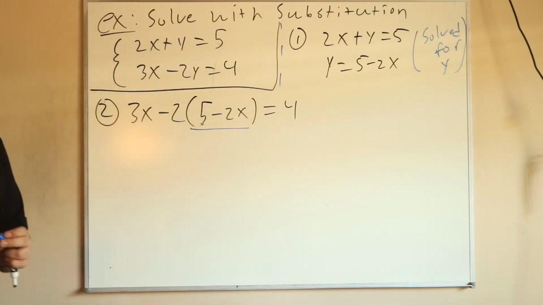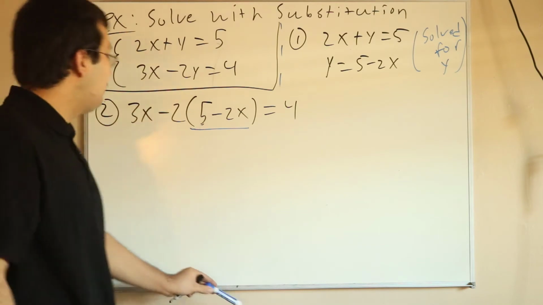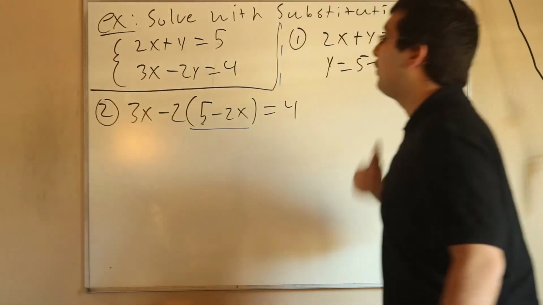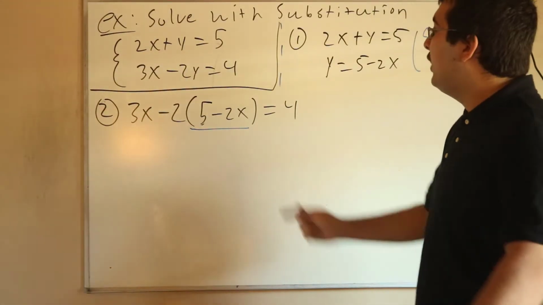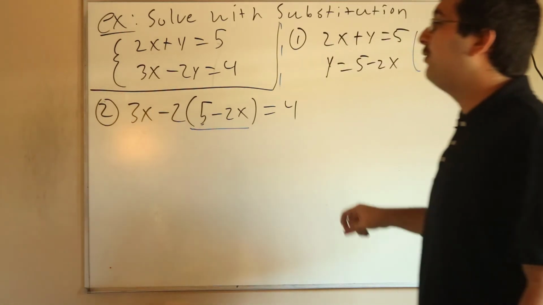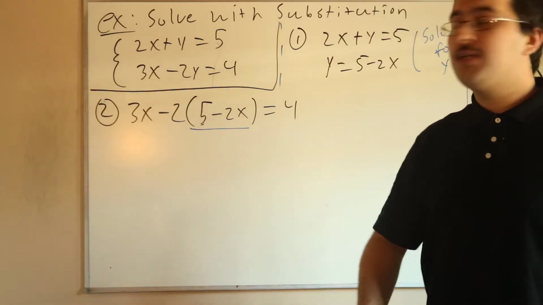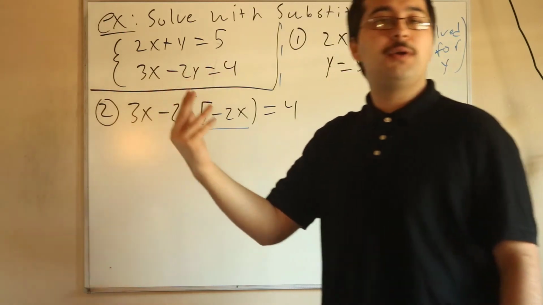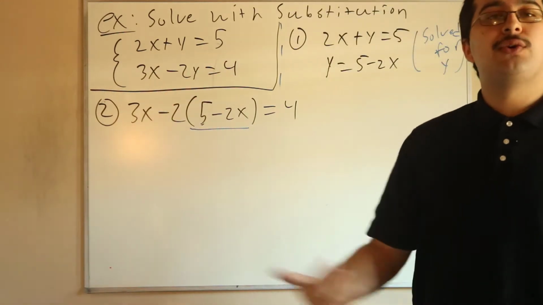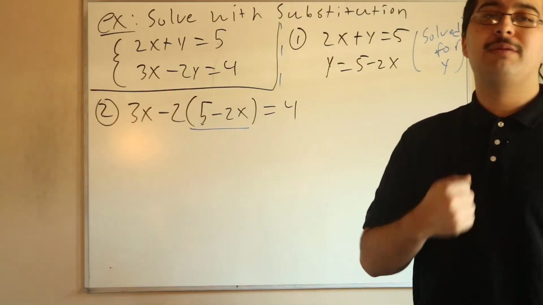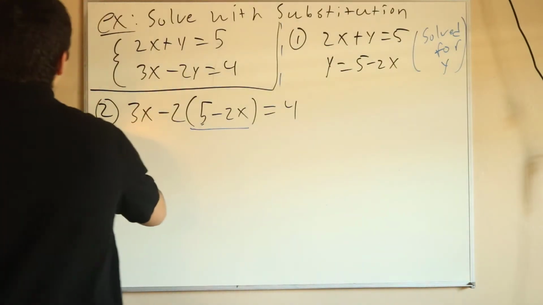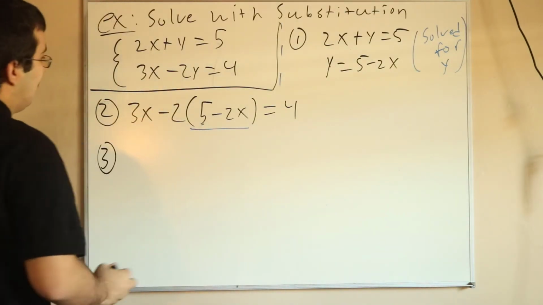And again, going back to that discussion we just had, why is this so nice? Why is this technique so powerful? Because now, look at what we have. We've reduced this to a single equation, and there's only one unknown in that equation, the variable x. So all we need to do is solve for that variable x. So that's exactly what step 3 is. Let's solve for that variable.